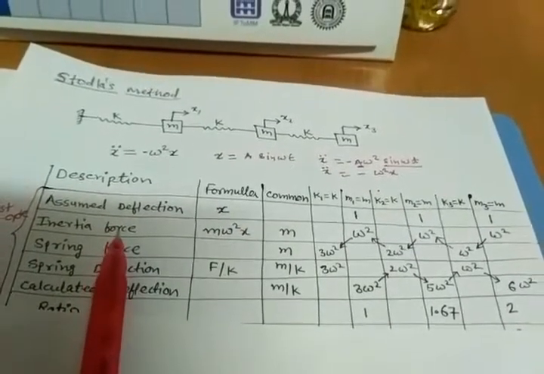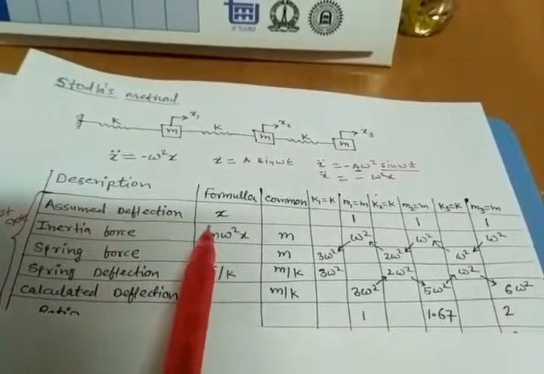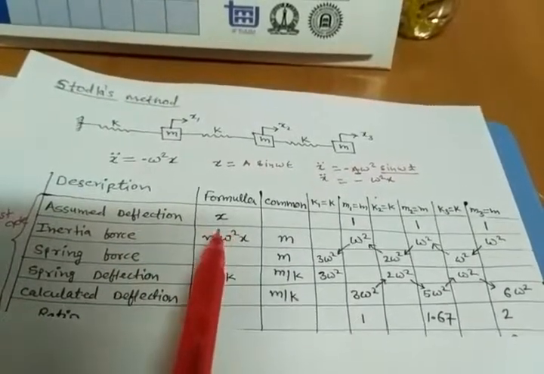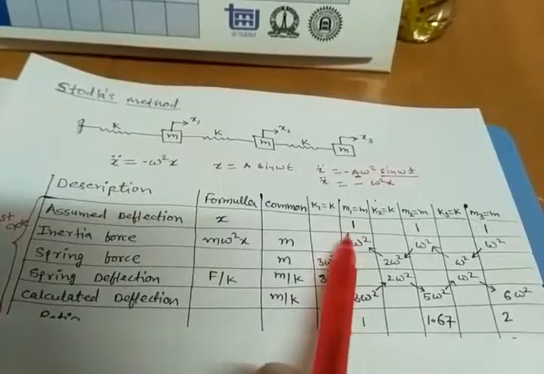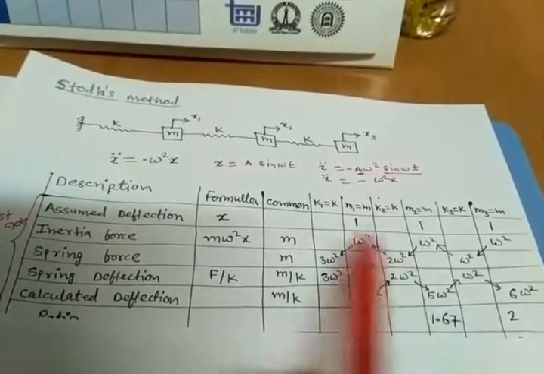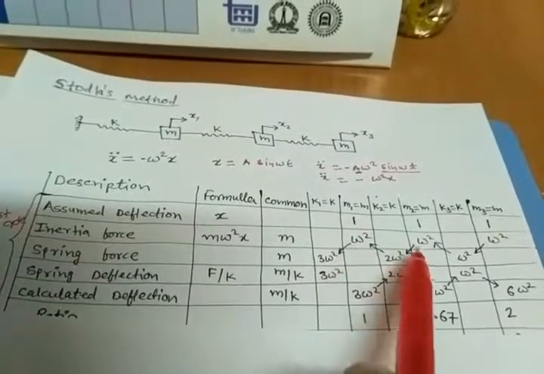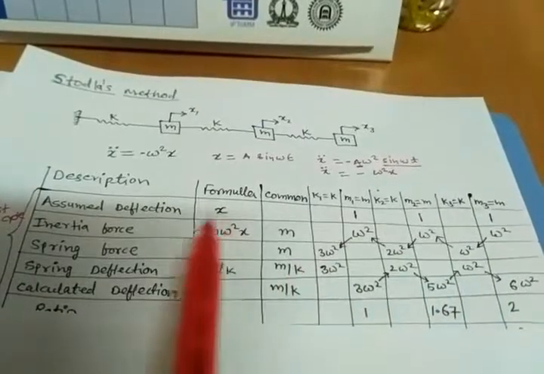Then the second row that we have taken here is inertia force. We know the formula for inertia force is m omega square x. So x is 1, 1 and 1, and m will be in every quantity, so I am taking m outside as common. Then I have written omega square and omega square.